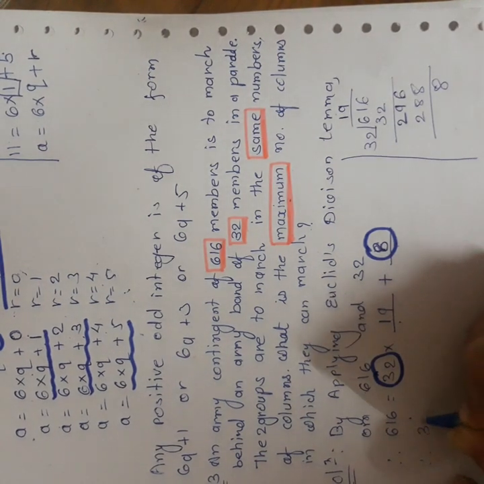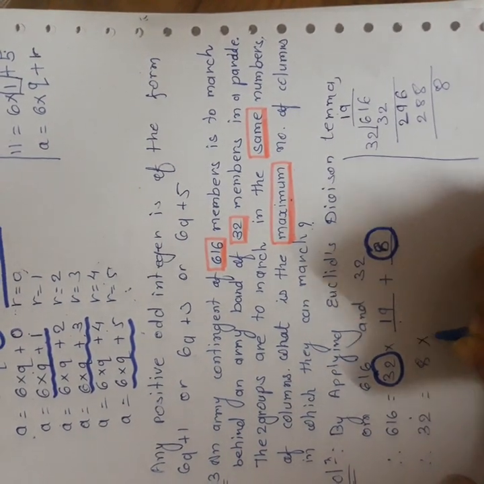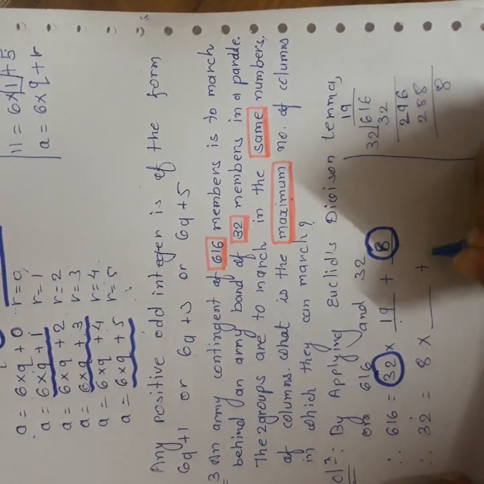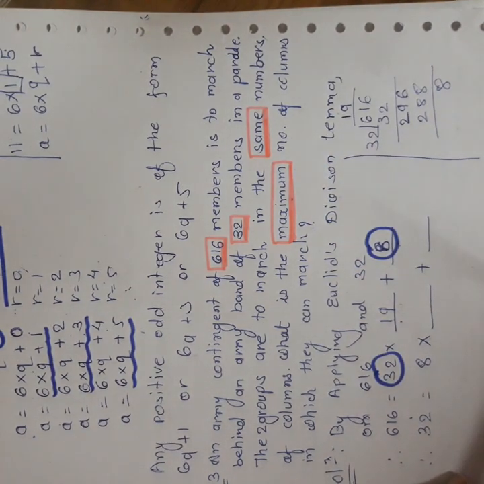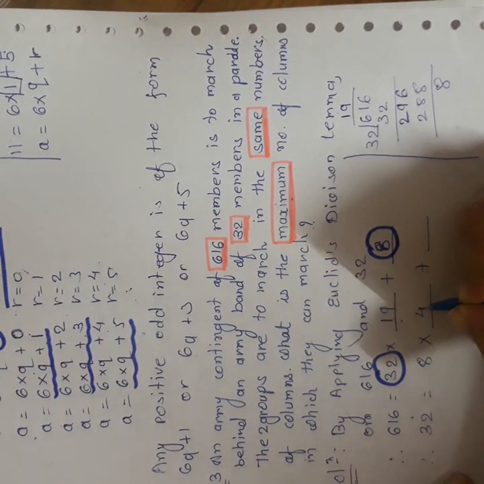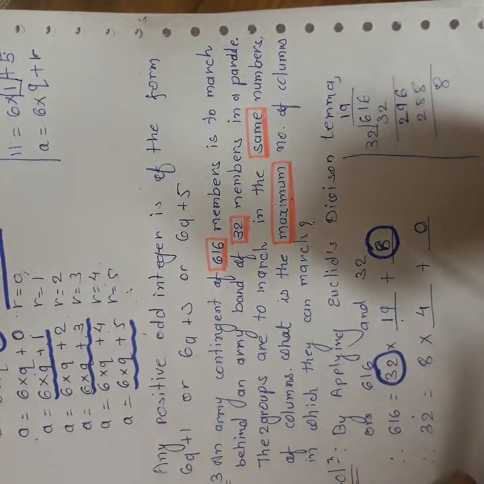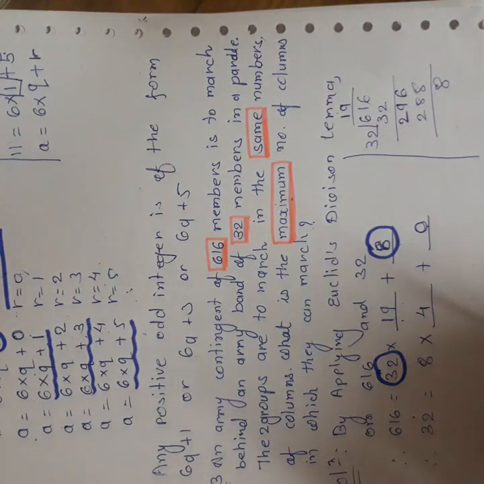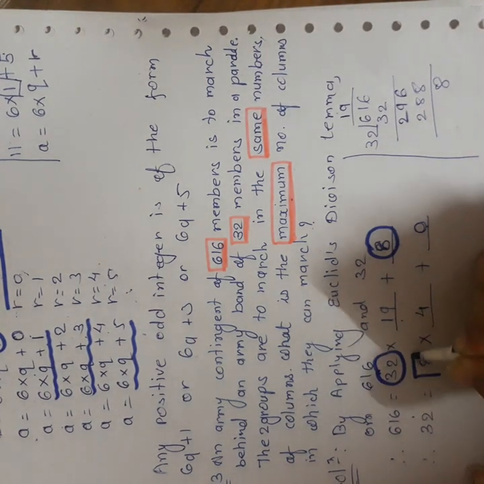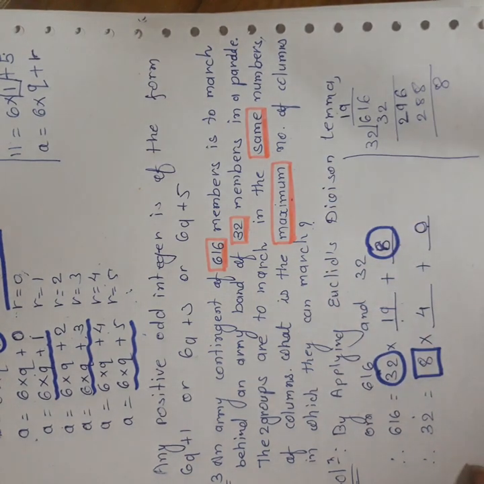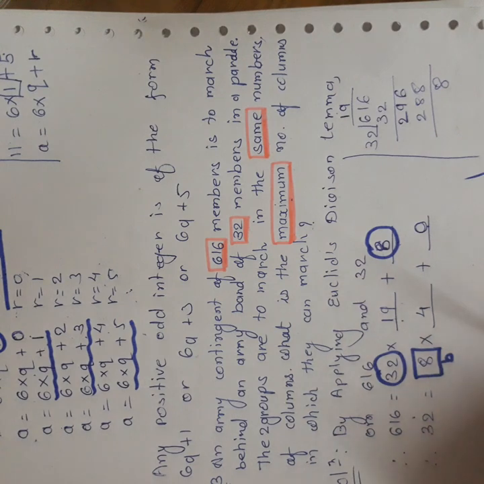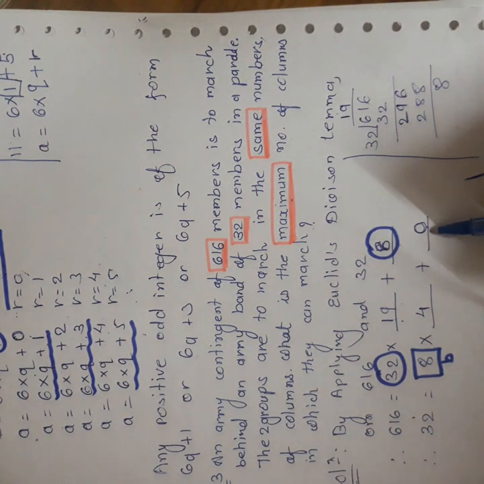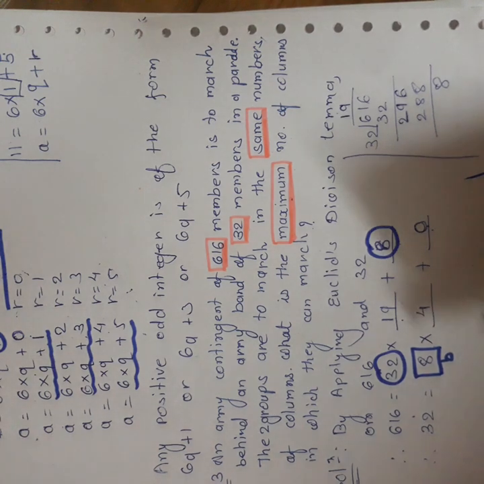So we have 32 is equal to 8 into the quotient plus remainder. We all know that 8 fours are 32 and the remainder would be 0. So bingo, we get the remainder as 0. So at this stage b is our HCF. That means at the stage when we get r equal to 0, b is our HCF.